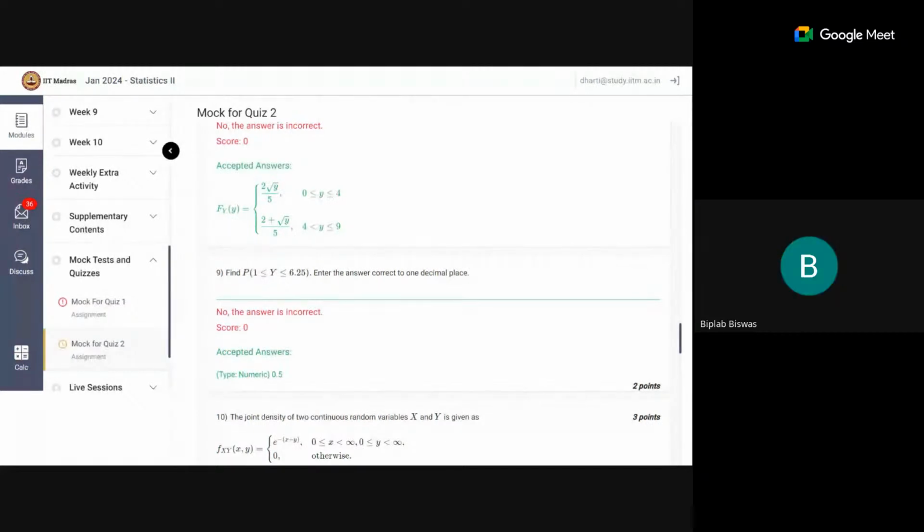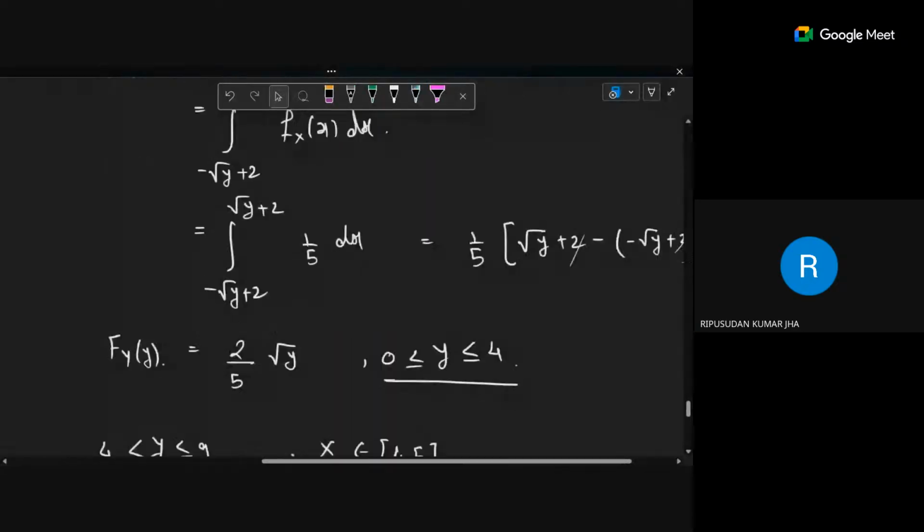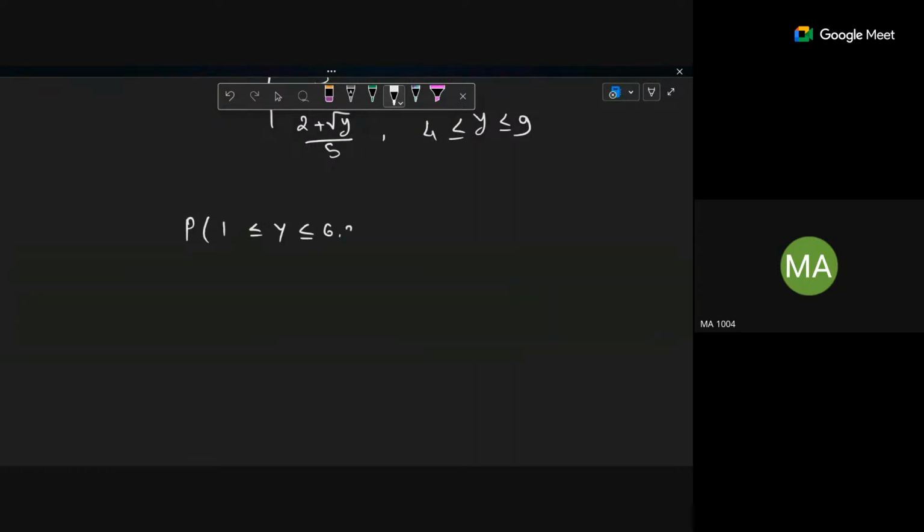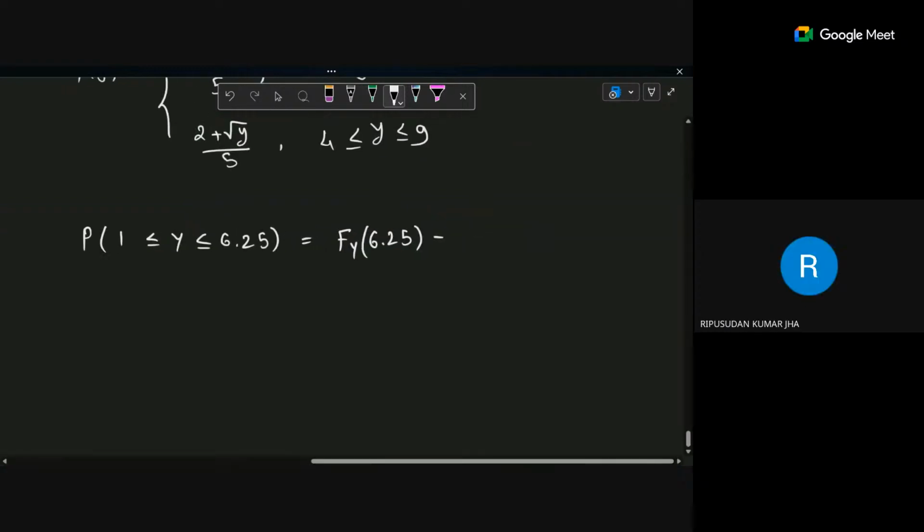F of a minus f of b, and we know both the values. Then you use the formula of CDF of uniform, x minus a upon b minus a. That's it. No need to integrate it. So it's the probability that y is ranging between 1 to 6.25, right? So this is nothing but fy of 6.25 minus fy of 1.